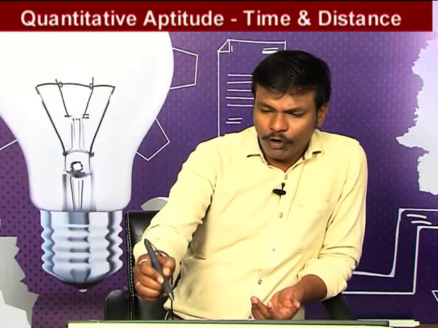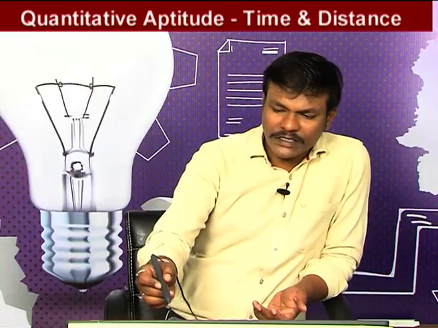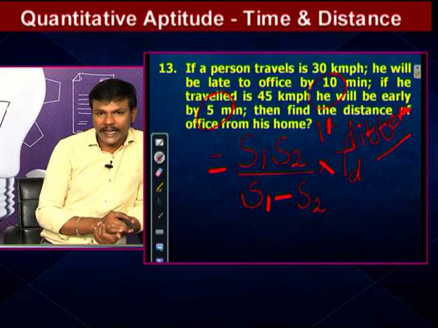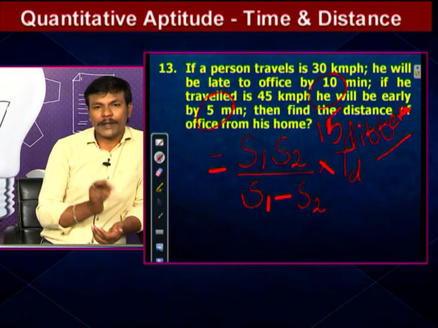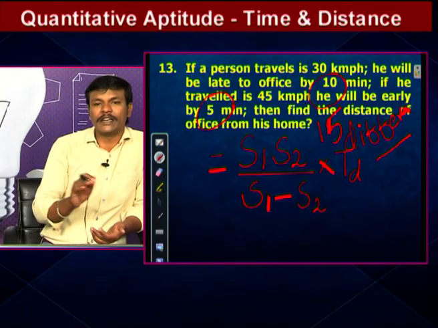Simply in this one, the first time he was late to office by 10 minutes. The second case, he will be early by 5 minutes. That means the before day he was late, today he was early. He covers 10 minutes of late time and he will be early to the office by 5 minutes. Totally how many minutes has he covered? 15 minutes. So the difference of time is taken as 15 minutes in this question. The difference between yesterday's time and today's time is 15 minutes.